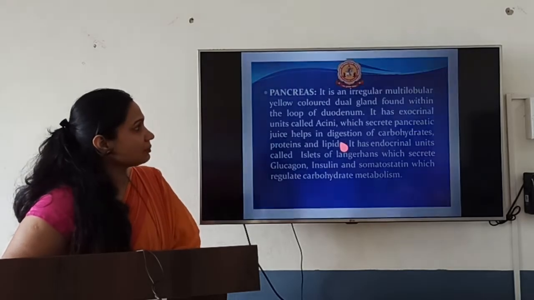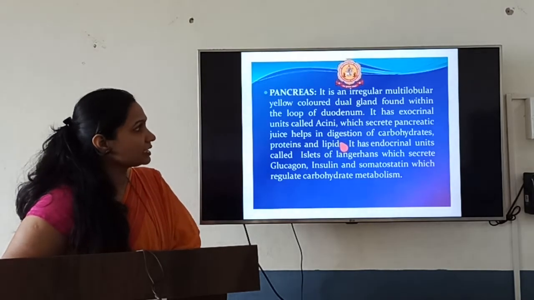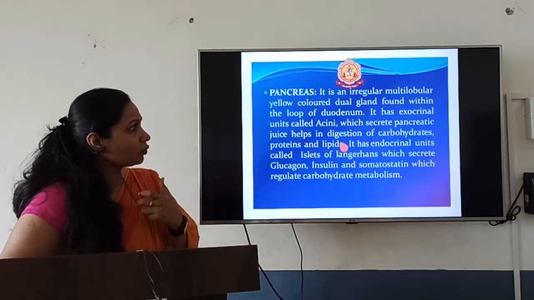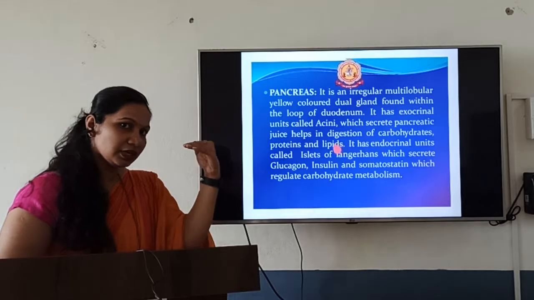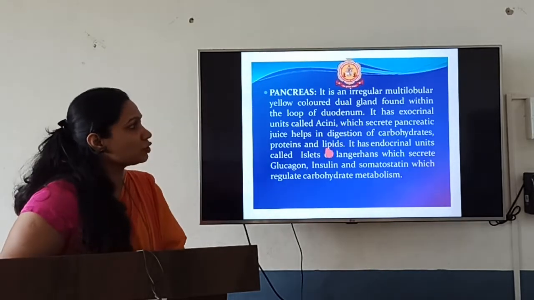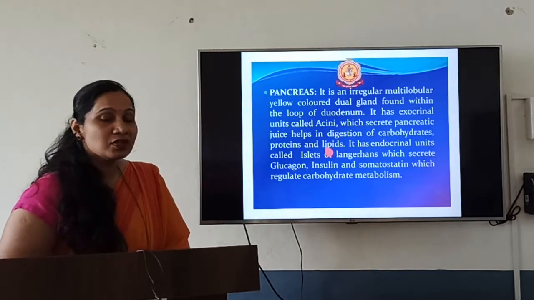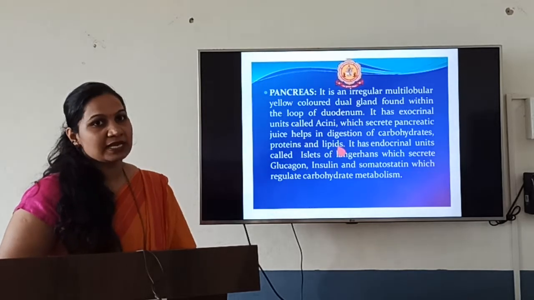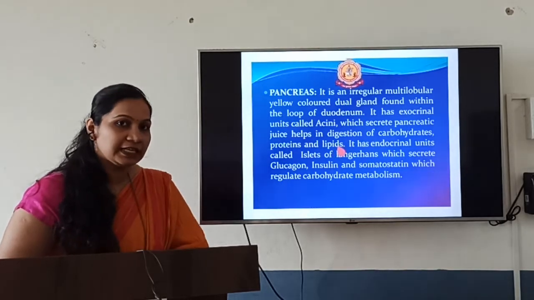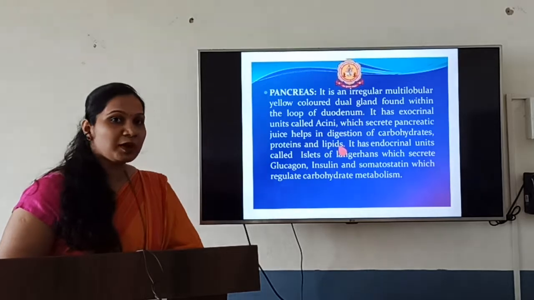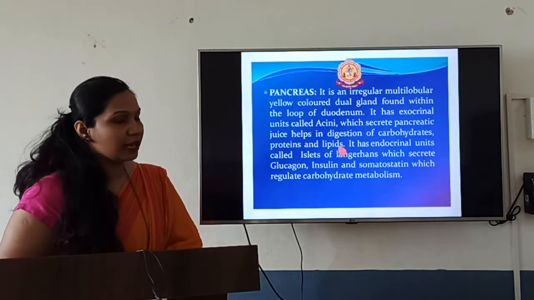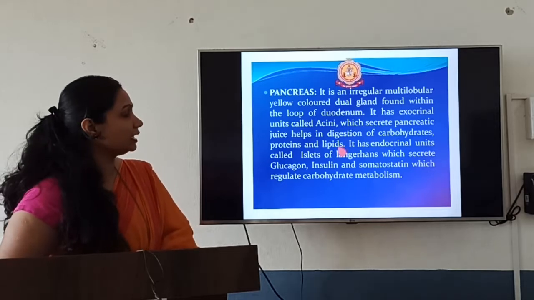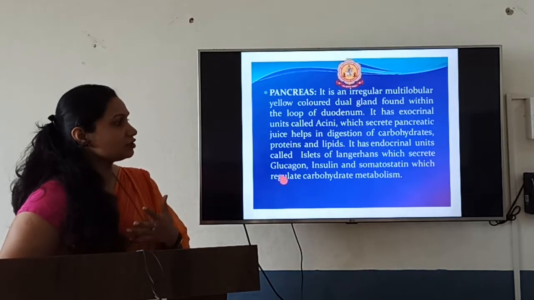Okay, so next is about the pancreas. As I told, it is a yellow colored dual gland found within the loop of duodenum. So the C-shaped structure is a duodenum. In between that there is a presence of pancreas. The exocrine part of the pancreas is known as acini, which is mainly secreting enzymes. Endocrine part of the pancreas is known as islets of Langerhans, which is mainly secreting glucagon, insulin, somatostatin.